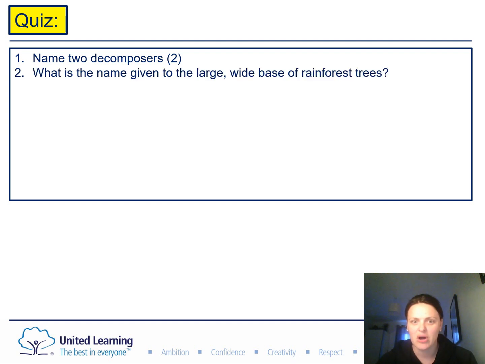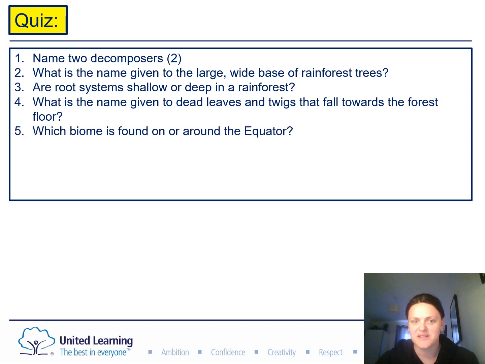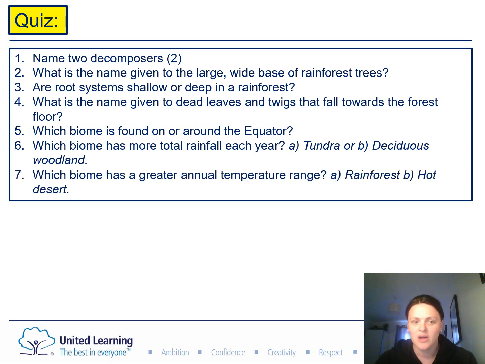What is the name given to large, wide base of rainforest trees? Are root systems shallow or deep in a rainforest? What is the name given to dead leaves and twigs that fall to the forest floor? I may have just said that earlier on. Which biome is found on or around the equator? Which biome has more total rainfall each year? Is it a tundra or a deciduous woodland? And 7, which biome has a greater annual temperature range? Is it a rainforest or a hot desert?